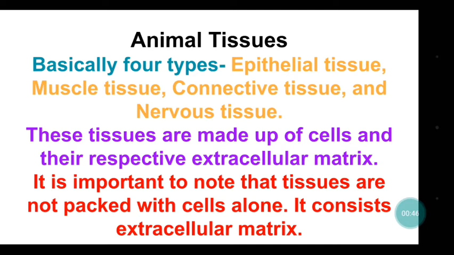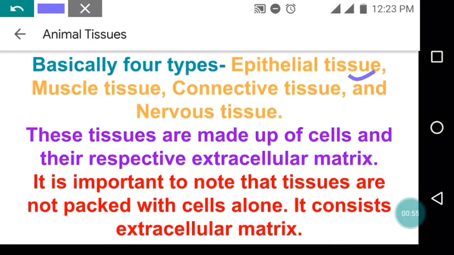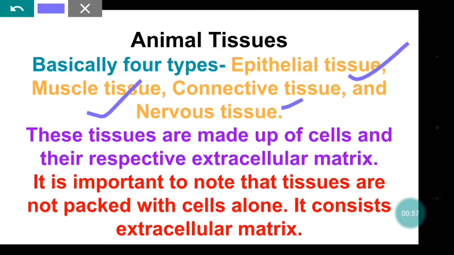In animals there are basically four types of tissues. Those are epithelial tissue, muscle tissue, connective tissue, and nervous tissue. We'll see them in detail one by one.